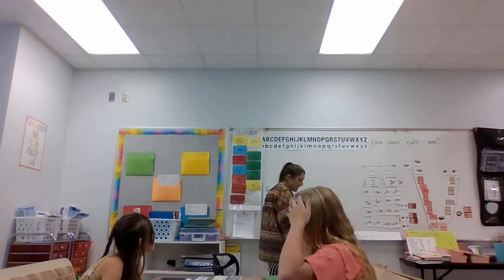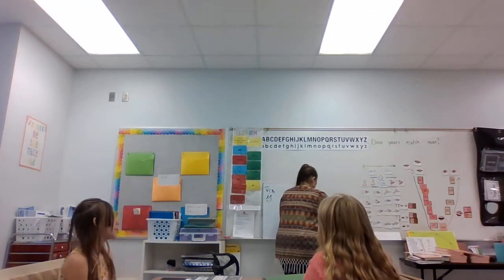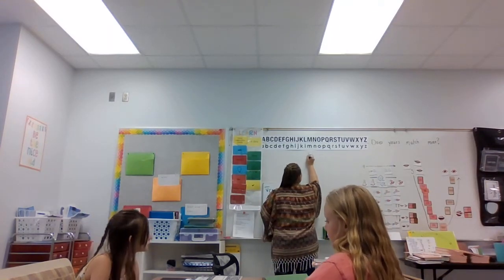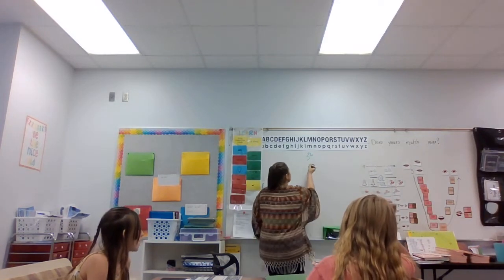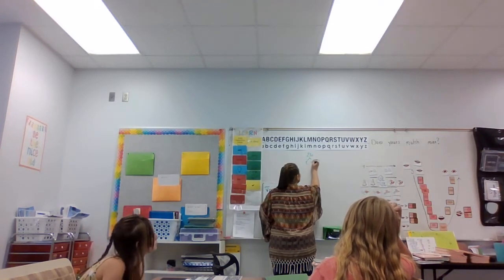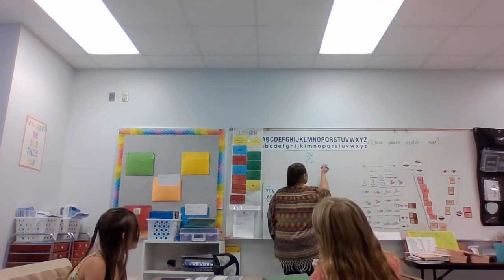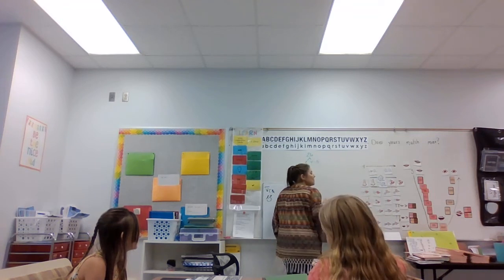All right, girls, we're going to go ahead and get started with our alphabet. How many letters are in the alphabet? 26. 26 letters in the alphabet, and the alphabet's made up of two kinds of letters. What are they? Consonants and vowels. How many vowels? 5. 5 vowels. And sometimes Y, right?